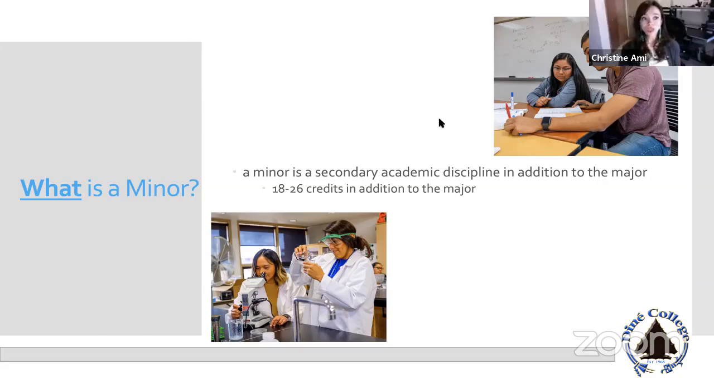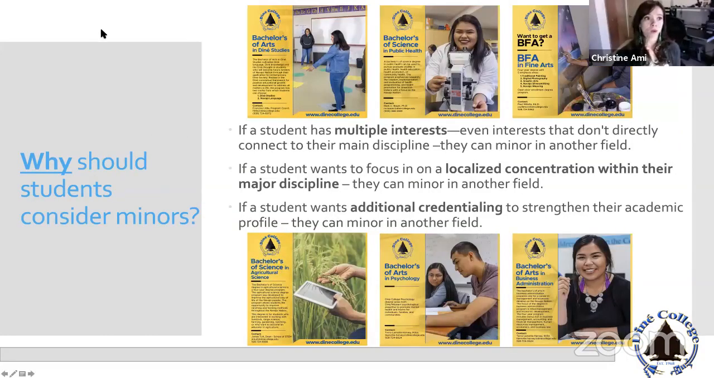So when we look at why students should consider minors, if a student has multiple interests, even interests that don't directly relate or connect to the main discipline that they're studying, they can go ahead and minor in this field.